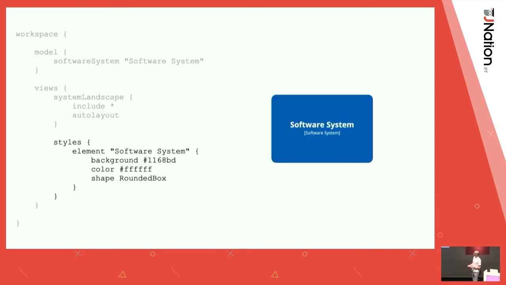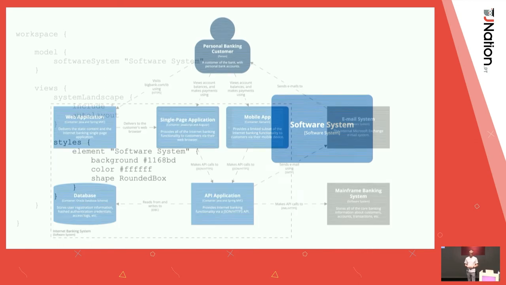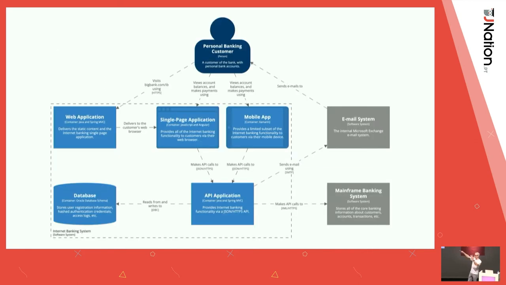To style this, we just add an element style for the software system tag. All of the elements get a set of default tags, so a software system element gets a software system tag, and we can change the background color, et cetera, et cetera. It's a bunch of stuff you can change. And there's support for lots of different shapes and colors and border styles, et cetera, et cetera.